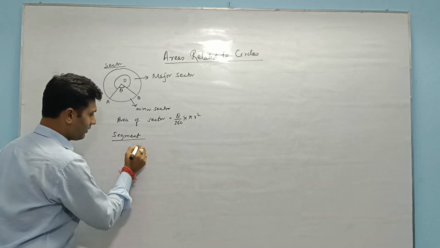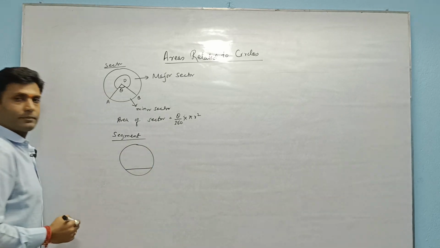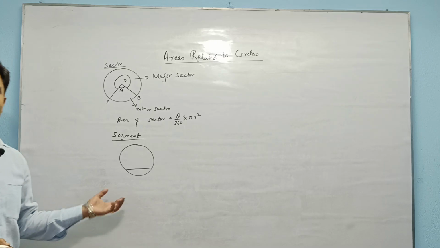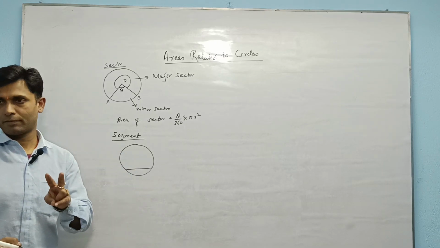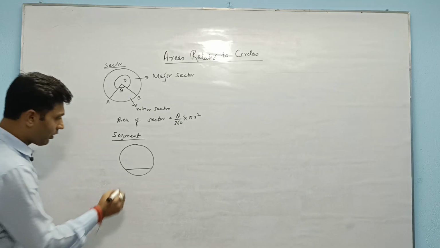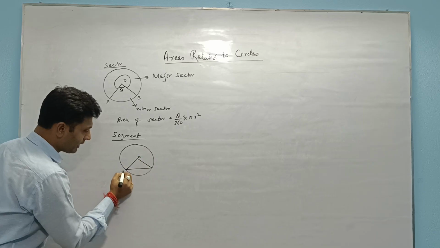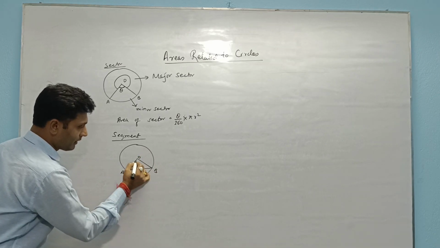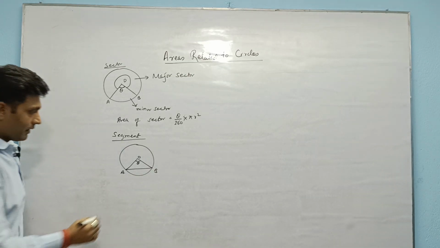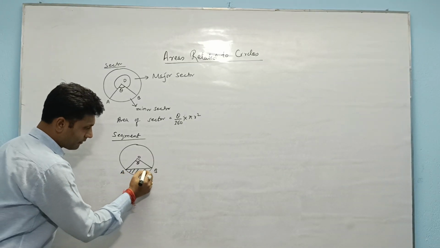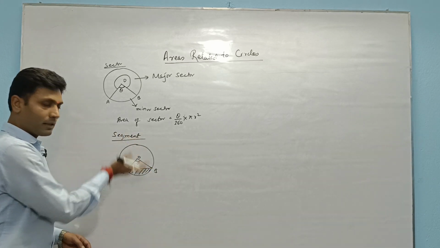Segment is formed when you draw a chord. When you draw a chord of a circle, the circle gets divided into two parts. If the chord is making an angle less than 180 degree at the center, then the chord is dividing the circle into two parts.